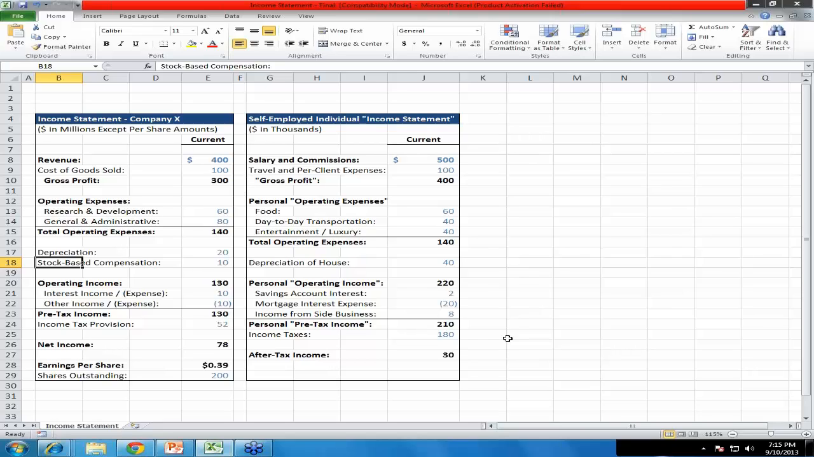Stock meaning I give him a share of the business itself. So that incentivizes the manager to perform to the best of his ability, because now he has a stake in the business. He owns stock in the business. So that stock-based compensation is also an expense that is incurred by companies.